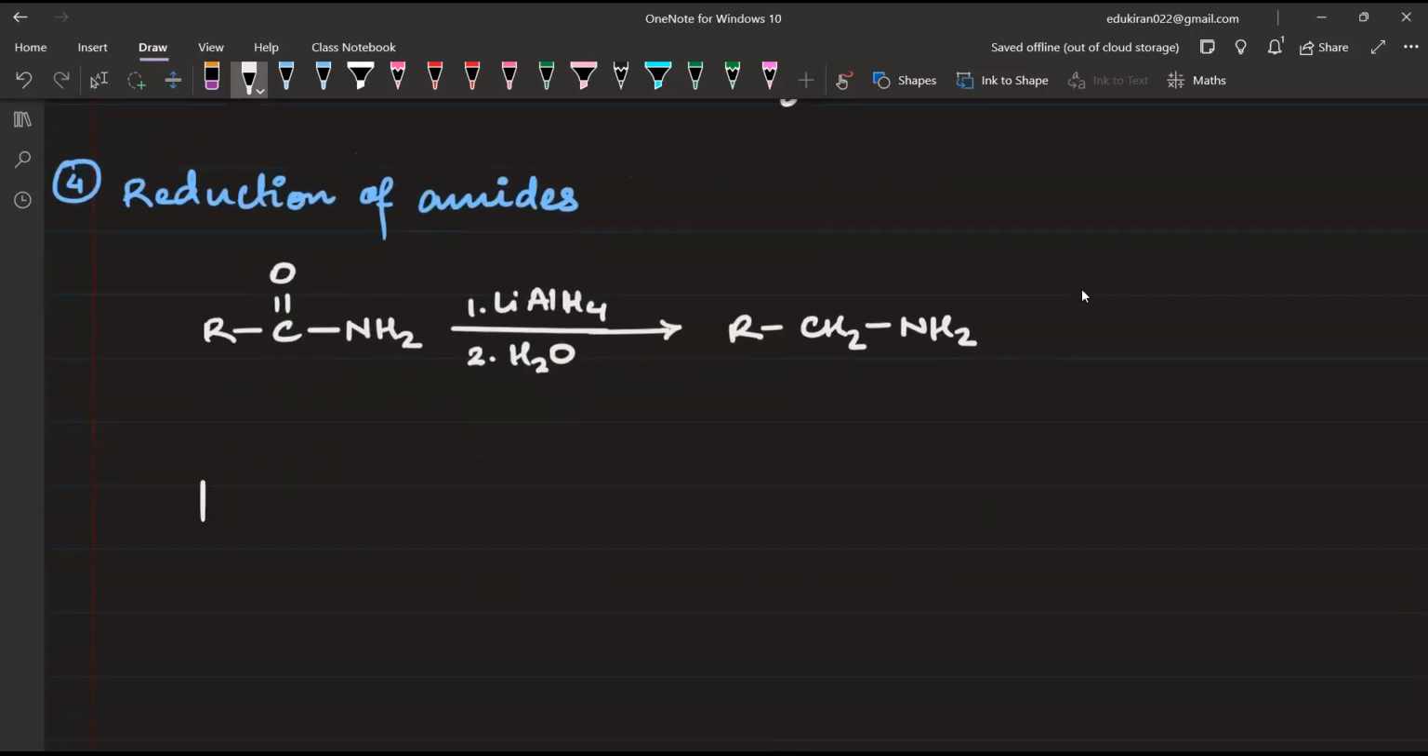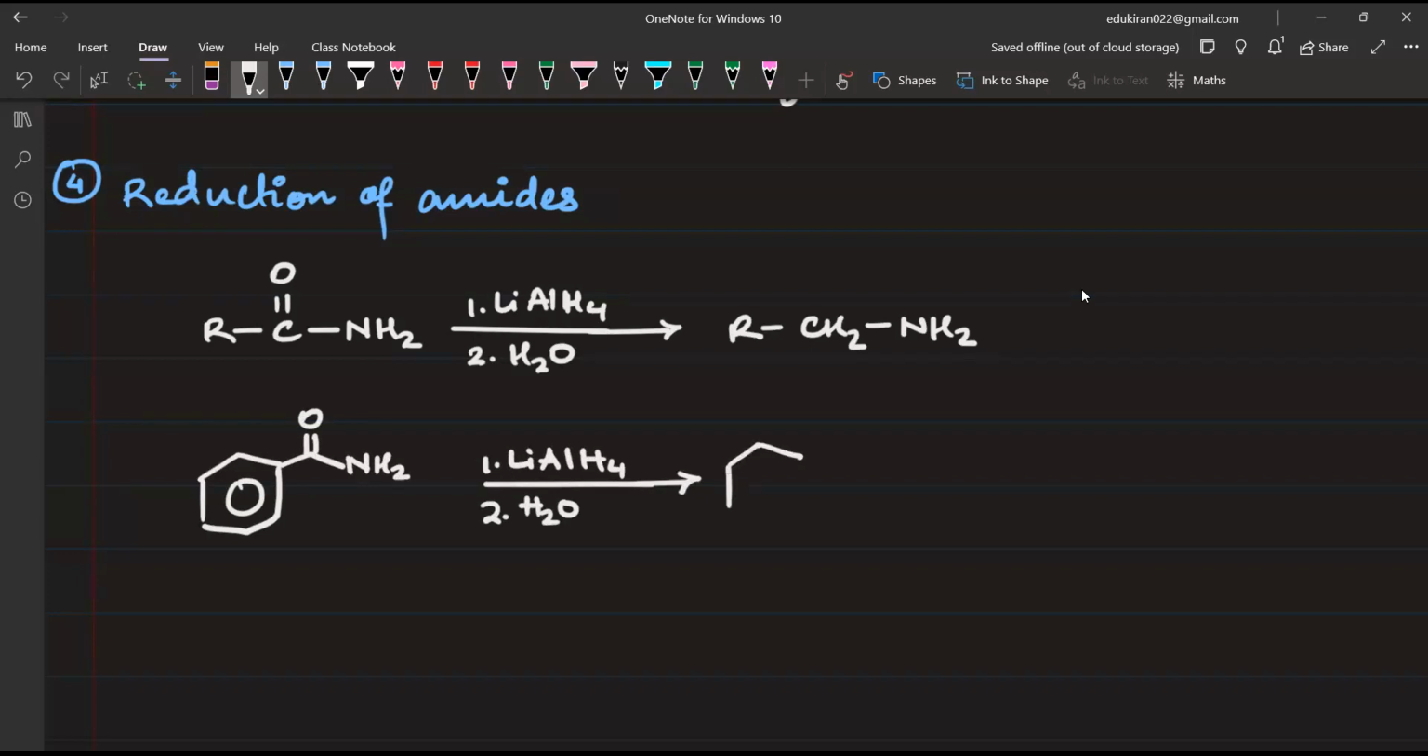That is a primary amine. A similar reaction is shown if you have a benzene ring, C double bond O, and NH2. We have lithium aluminium hydride, which is a reducing agent. Secondly, we use water. Here you will get the benzene ring as it is. The C double bond O will be gone and it will be converted to CH2 followed by NH2. This is again benzyl amine, not aniline.